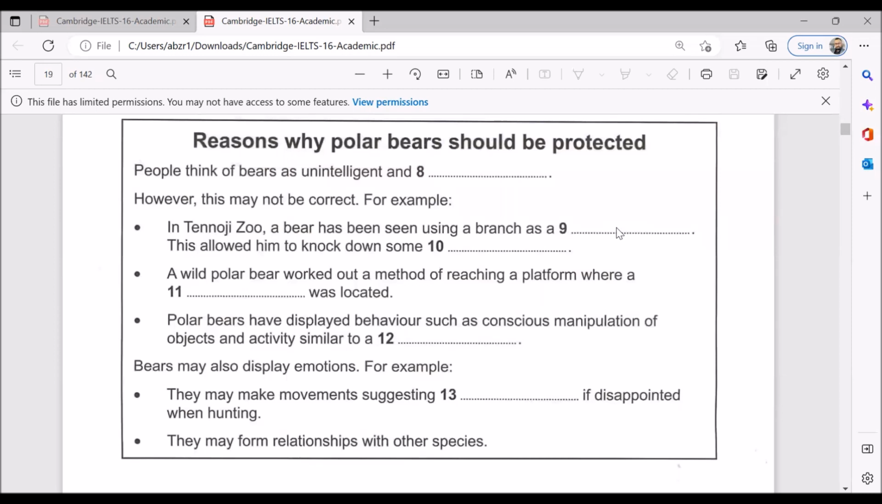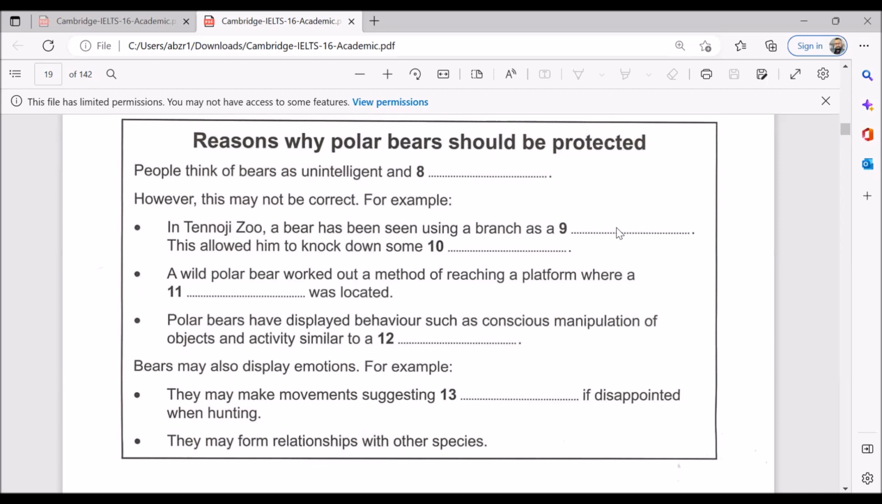A wild polar bear, this is what they were talking about, worked out a method of reaching, and that method of reaching is jumping onto a platform where a photographer was located. Yes, that should be the answer. Moving on toward question number 12, polar bears have displayed behavior such as conscious manipulation of objects and activities similar to a dash. Okay.